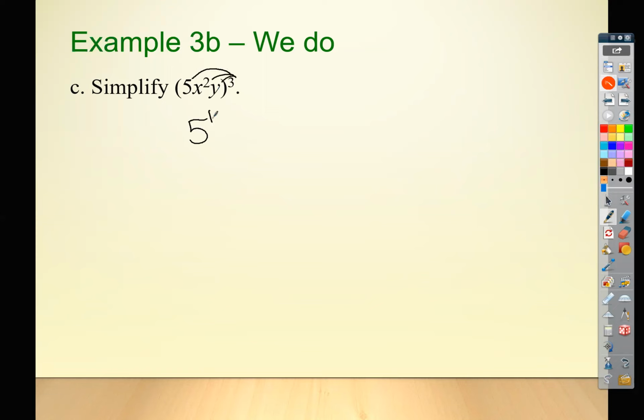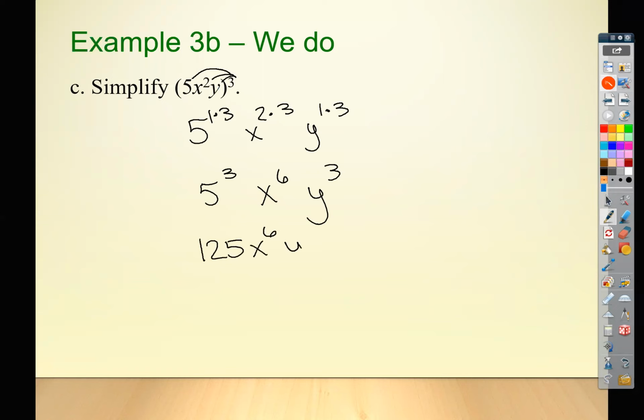Okay, so the 5 has an exponent of 1 right now. So you're actually doing this. I would honestly never write that out, but I wanted to show you what you're doing. So 2 times 3 is 6, 1 times 3 is 3, and then 5 cubed is 5 times 5 times 5, which is 125.